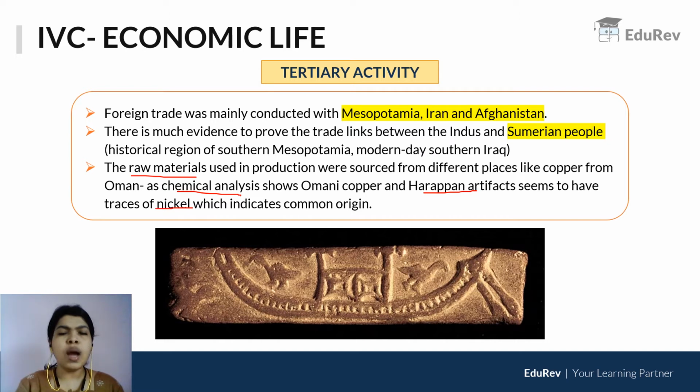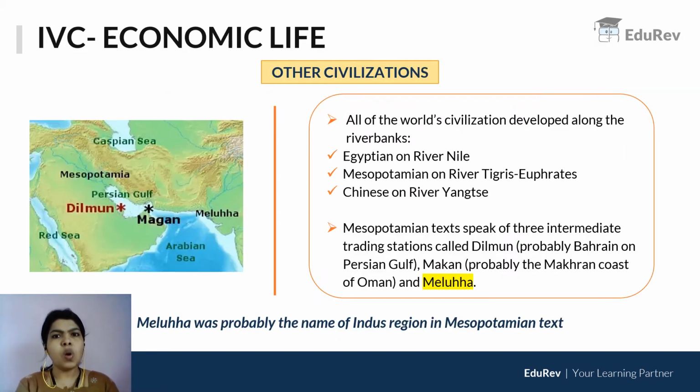When you chemically analyze them, there is a similarity. Just remember that. Moving forward, this is all about trade activity, which is the tertiary activity. Then we read about secondary and primary activity also. Now let us move on to something else: what about the other civilizations that existed at that point of time? In all of the world civilizations, there was one common feature, which is that all of them originated near river sources.